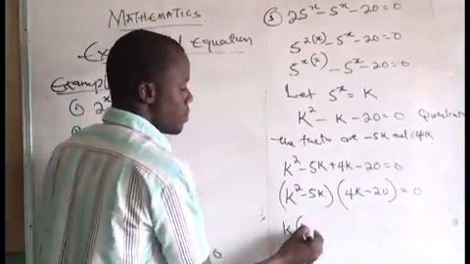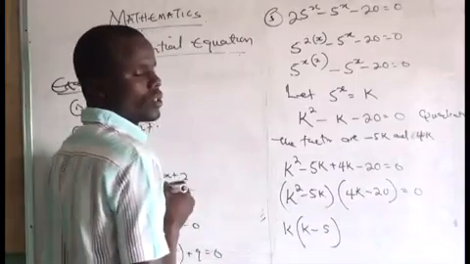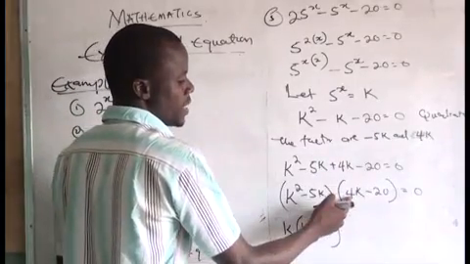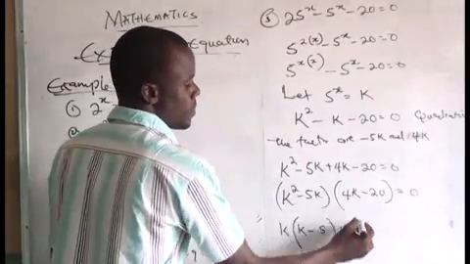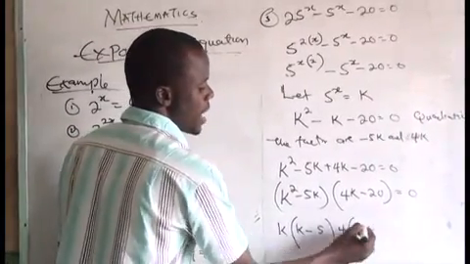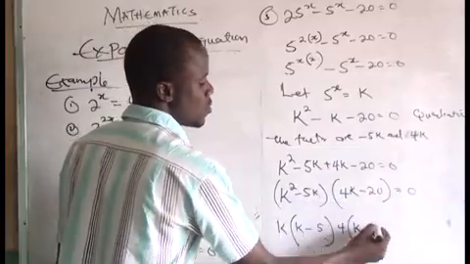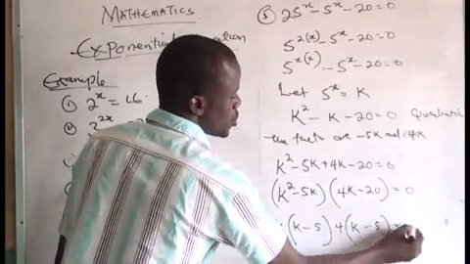Because of the k squared minus 5, we put it into a bracket. So what is common here? We have 4. Then what remains here? We have k minus 4 times what number to give plus 20? We have 5. This is equal to 0.